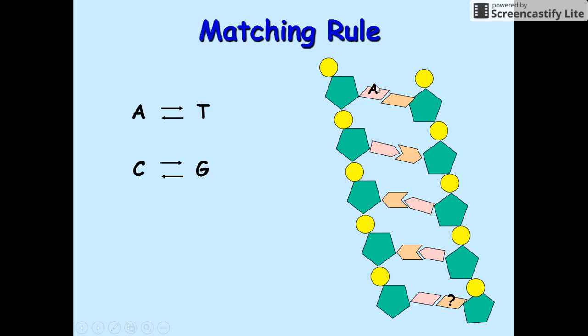A on one side will always match up with T. C will always match up with G. So if this is T, again, we said T will always match with A. And if this is G, G will always match with C. So if this base right here is C, what would this base be? Good. We know that C always matches up with G.